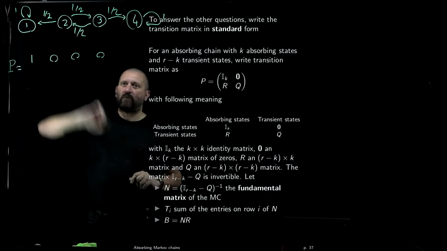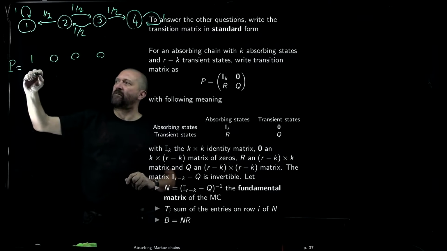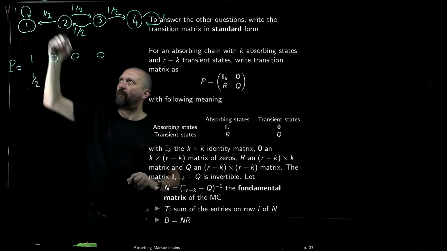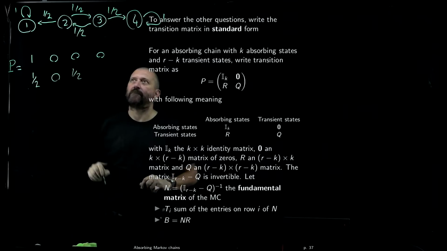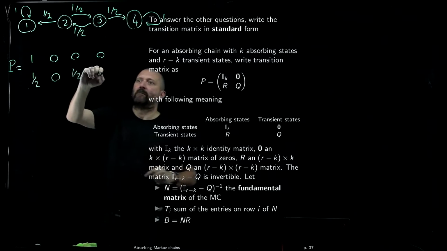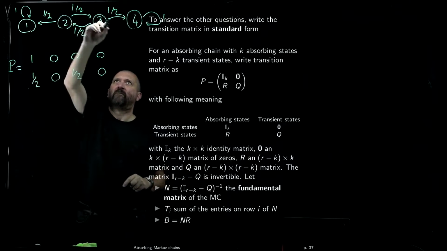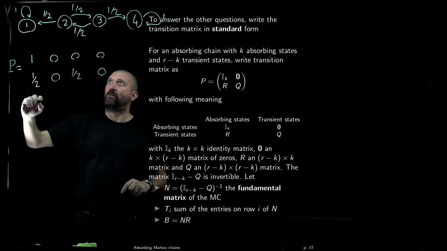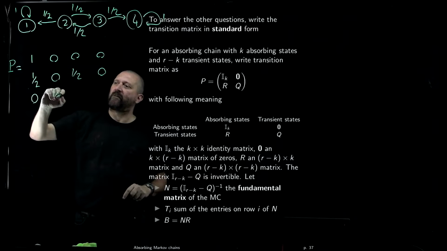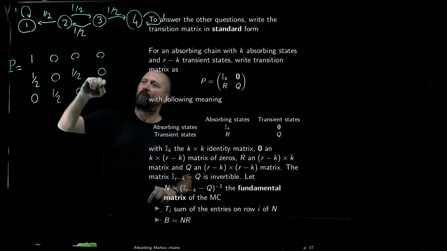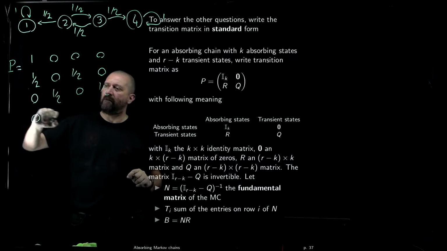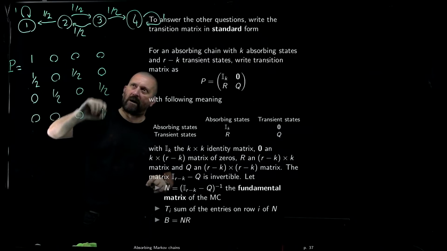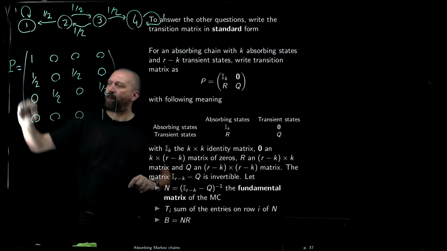From 1 I can go to 1 and nowhere else. From 2 I can go to 1 with probability 1/2, or I can go to 3 with probability 1/2. From 2 I cannot go to 4. From 3 I can go to 2 with probability 1/2, or to 4 with probability 1/2. And finally, from 4 again, I can only go to 4.